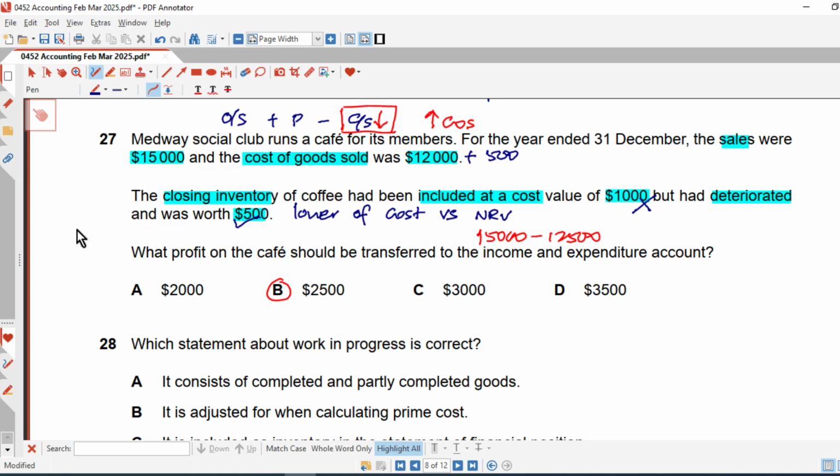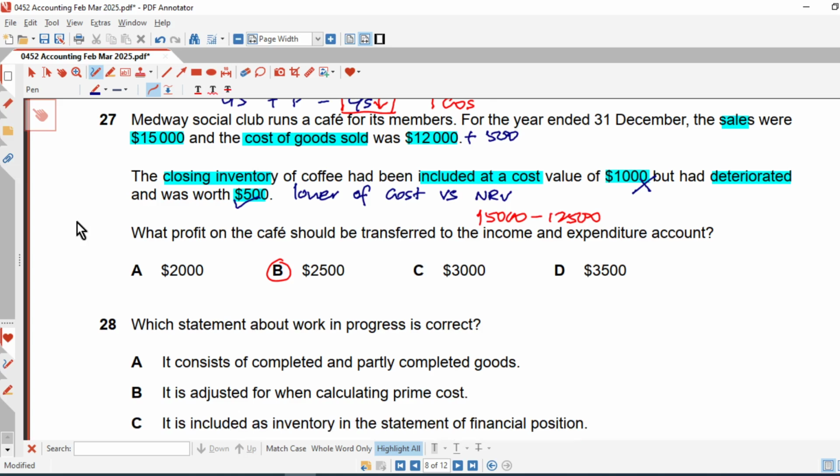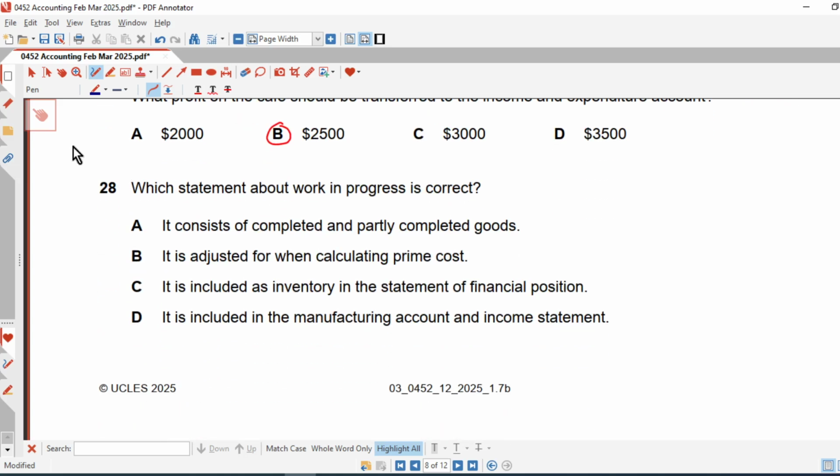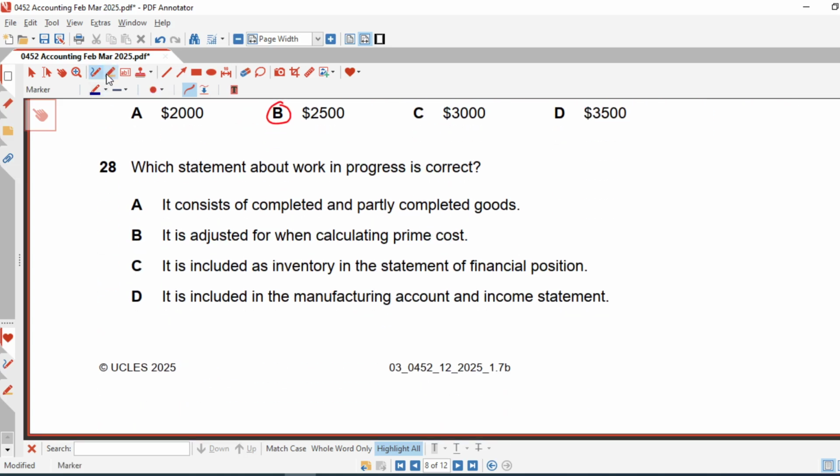Now moving towards question 28. Which statement about work in progress is correct? So going back to manufacturing accounts, it consists of completed goods. Is it? No. So it's only partially completed, right? Completed goods are never recognized as WIP.